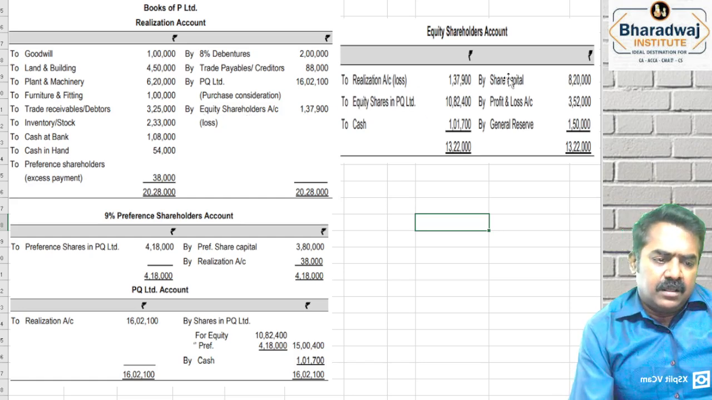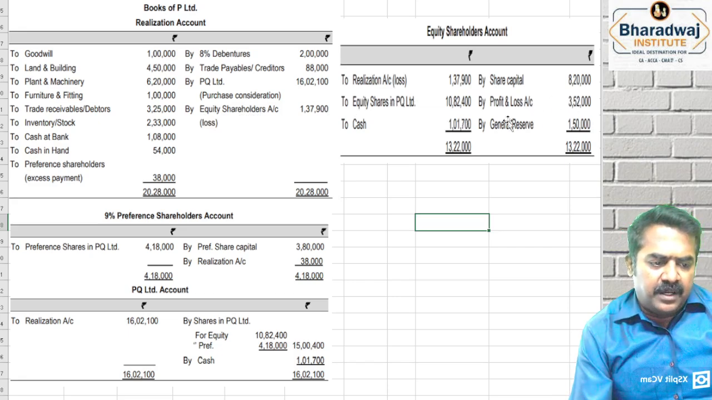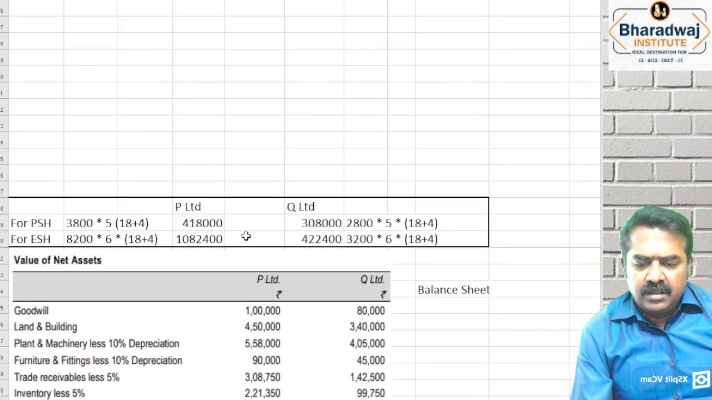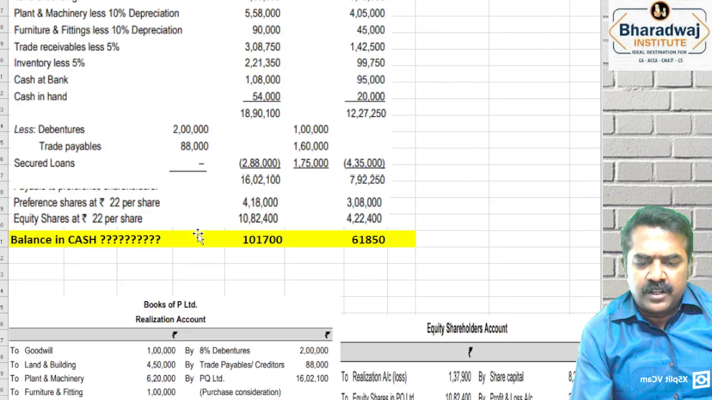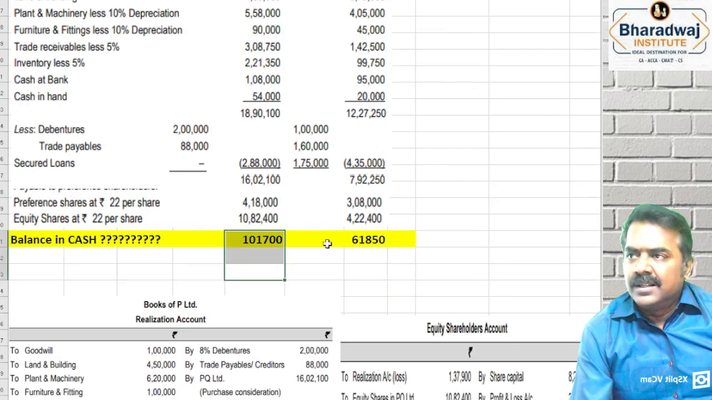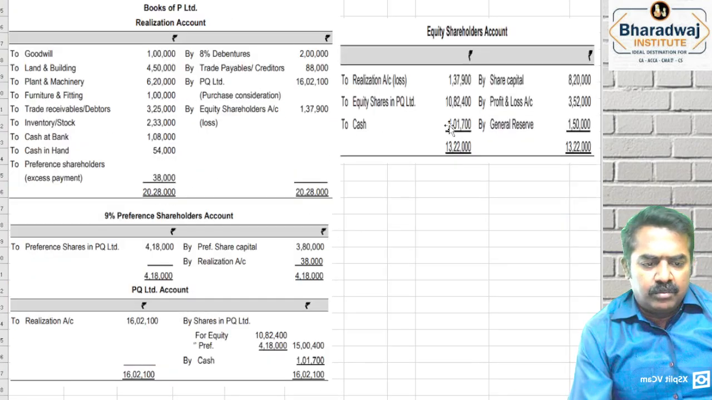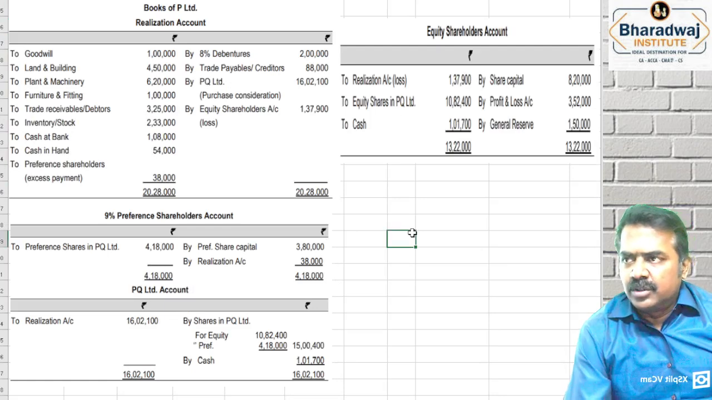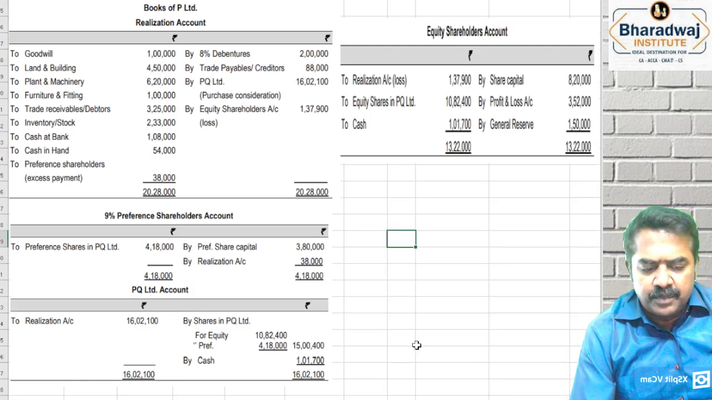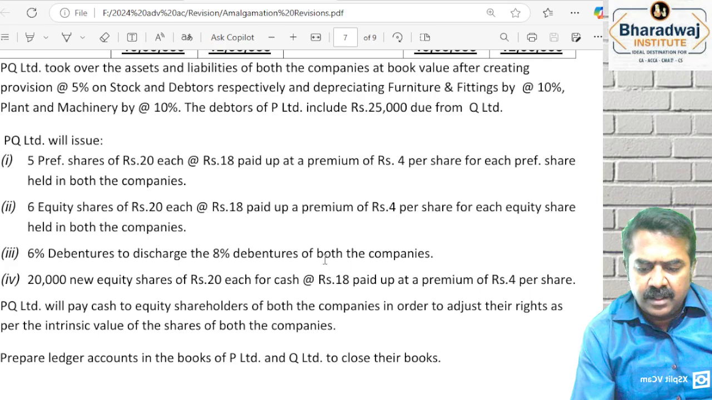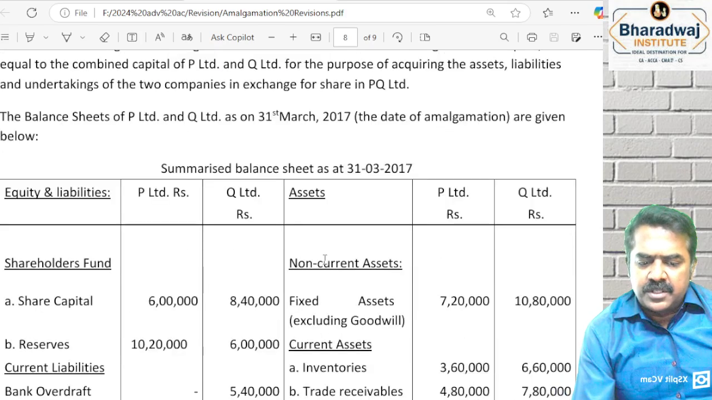Then transfer capital, transfer P&L, transfer general reserve. Look at the consideration statement. We got this 10,82,400 for equity shareholders as well as this cash. Both are given to our equity shareholders. It's a simple problem only. Now, I request you to go through question number 7.